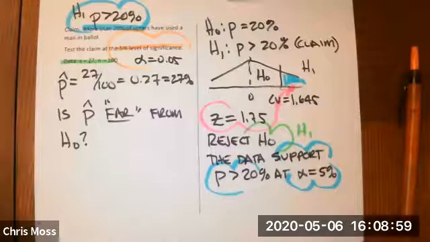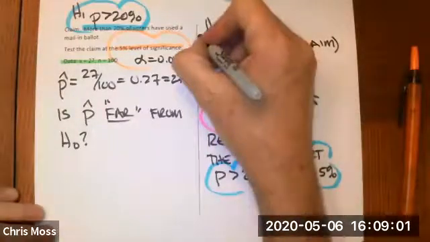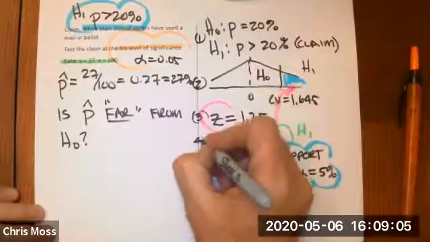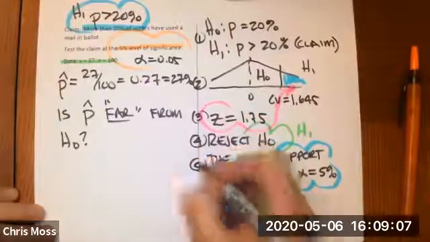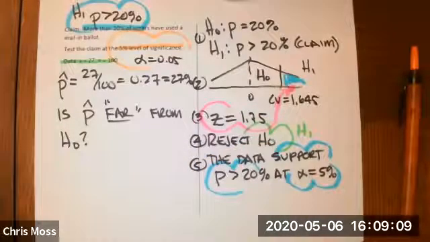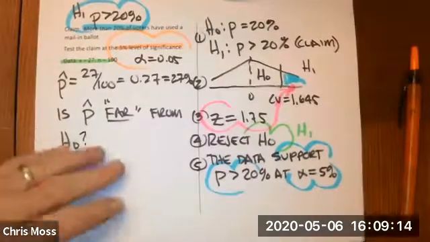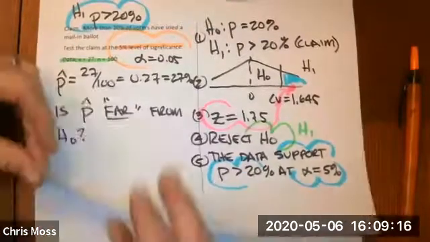So traditional method, 1, 2, 3, 4, 5 steps. Now, that's the traditional method. The next example, we'll take a look at the p-value method and compare.